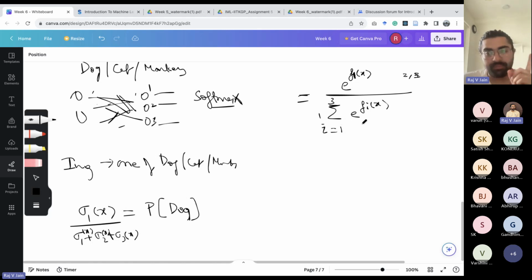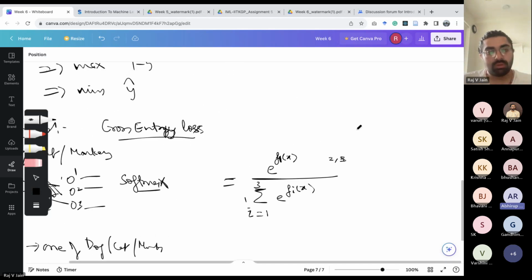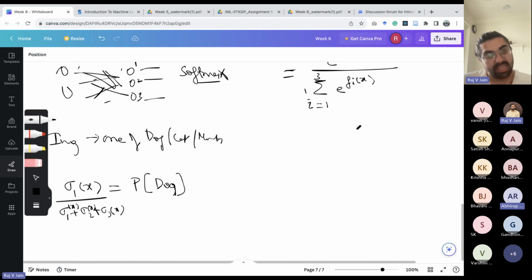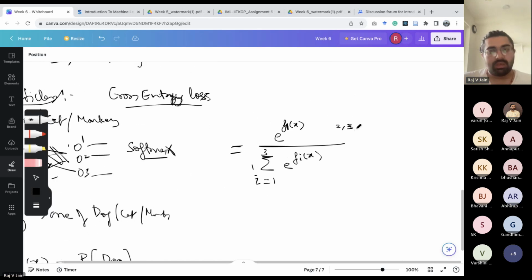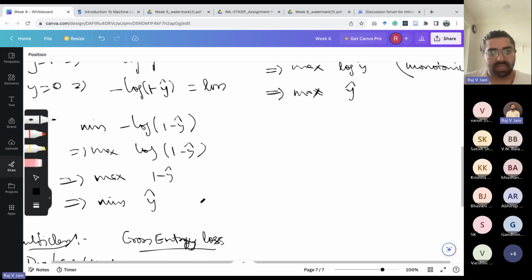That's the problem. So you're correct on the point that if you use the highest value, it's the same. But the point is, if you don't do this, it will not be a valid probability. It will not be a probability. It's like the probability of the dog being yes or no, basically, for each output node. Yes. Right. So that's this one.